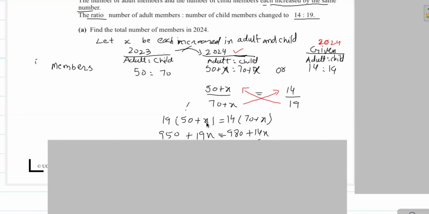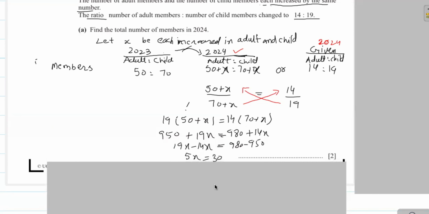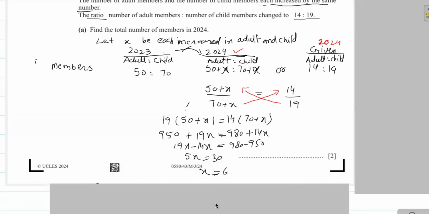19 into 50 is 950 plus 19x. 14 into 70 becomes 980 plus 14x. Now we shift 14x from right to left side. It becomes 19x minus 14x. And the value 980 is written as it is. The 950 shifts from left to right side and becomes minus 950. Now we take the difference: 980 minus 950 is 30, and 19x minus 14x is 5x. 5x equals 30. X will be equal to 30 over 5. This will be equal to 6.